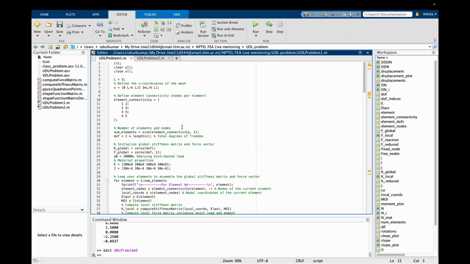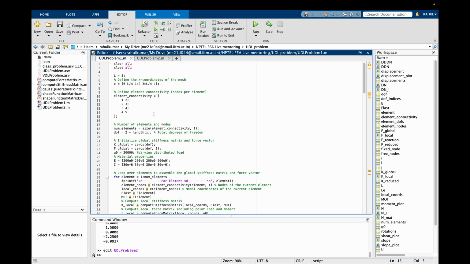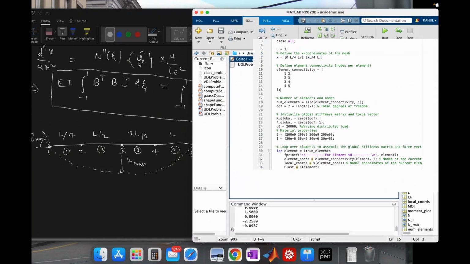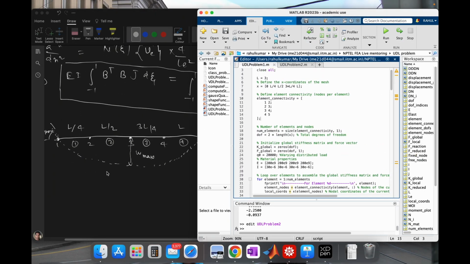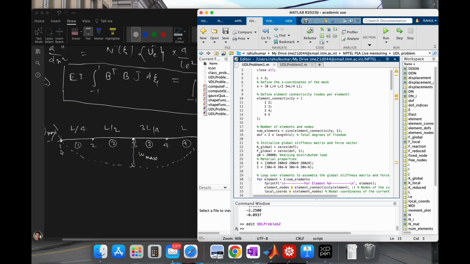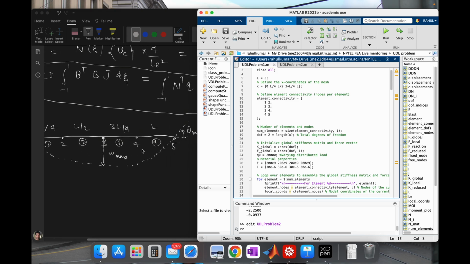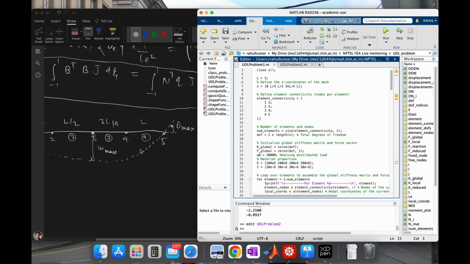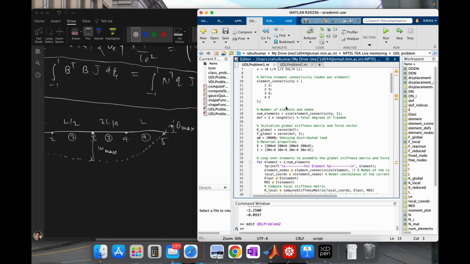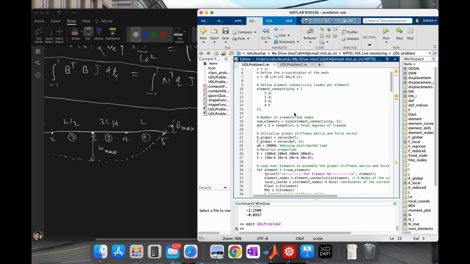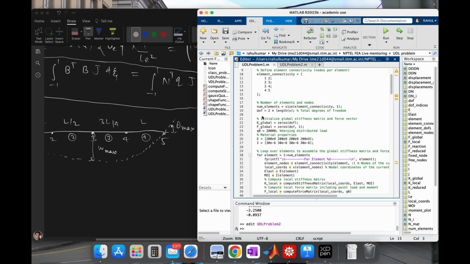Now we will move to the MATLAB code and try to understand this. So this is the coordinates. For the nodes, the coordinates are 0, L by 4, L by 2, 3L by 4 and L. And this is the element connectivity. For element 1 it is nodes 1 2, for element 2 it is 2 3, for element 3 it is 3 4, and the last element is 4 5. This is the number of elements.